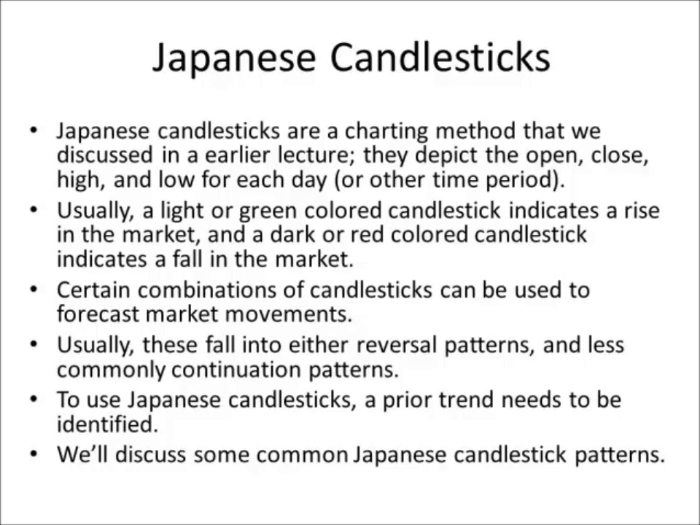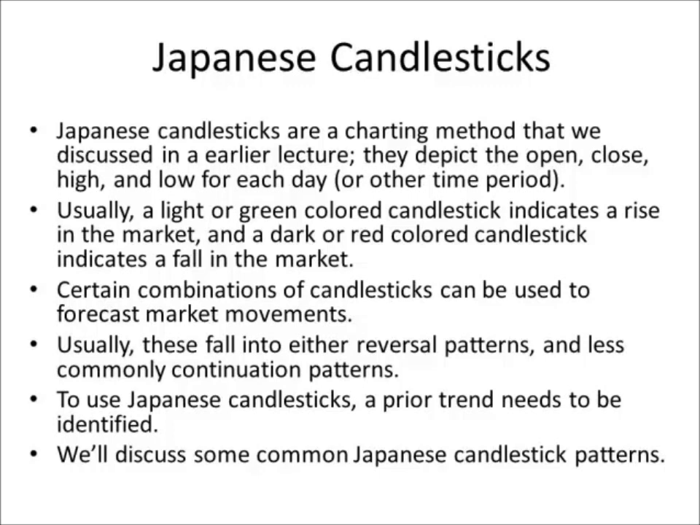Now usually if we see a light colored or a green colored candlestick, this indicates a rise in the market. This means that the open was below the close. And if we see a dark or a red colored candlestick, it indicates a fall in the market. This indicates that the open was above the close. Then at the end of each, above the open and close, we'll see single lines moving up or down, and that indicates the high and the low. Now if you can't picture it, that's okay. When we go through some pattern examples, you'll see what it looks like and what they mean.